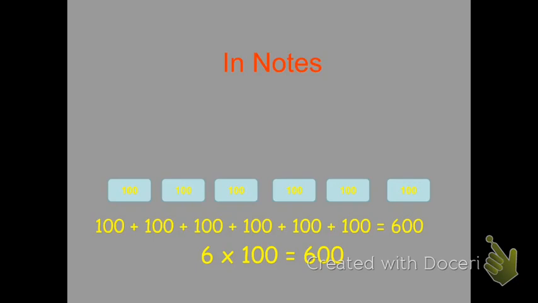We also know that we can write repeated addition as multiplication. Counting our groups, we know that we have 6 groups of 100, which also gets us to 600 seats in the stadium.